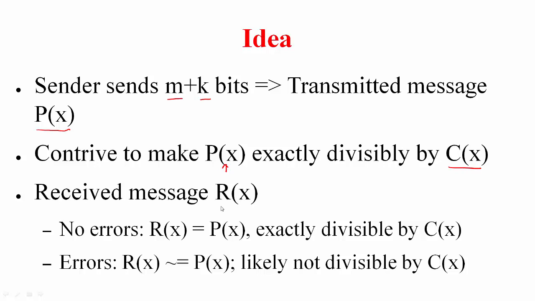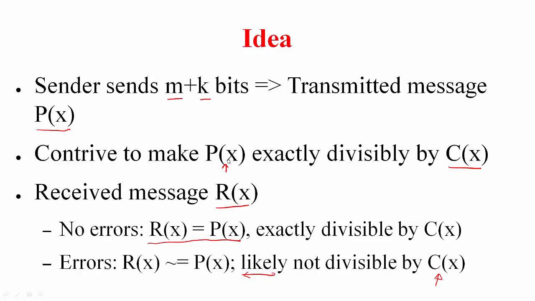So when you receive a message Rx, if there are no errors, the Rx will be exactly equal to Px, in which case it is exactly divisible by Cx. But if there are errors, this Rx will not be equal to Px, and then very likely it will not be divisible by Cx. Notice the use of likely again. So it's possible that certain error patterns may result in an Rx which is exactly divisible by Cx. But as I said, your goal is to design Cx such that most common errors can easily be detected.